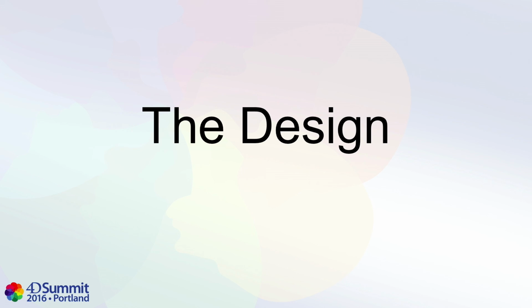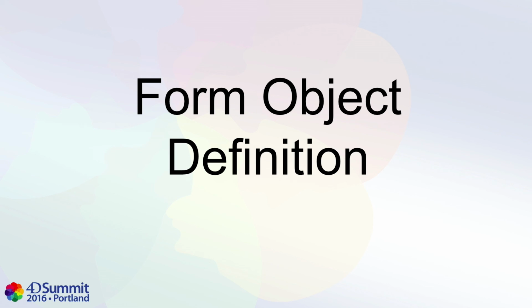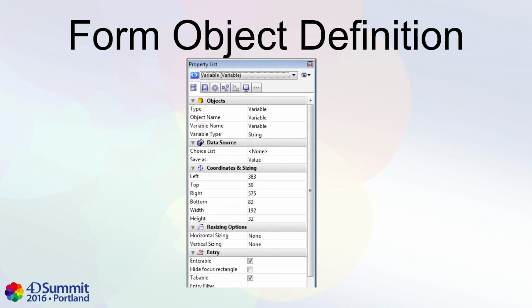For my design, I started off with the form object definition. As you know, the form has multiple objects on it, and these objects have definitions. That's what gives them their size, their properties, and what they look like. And what are these form definitions? They are listed in the property list as such.